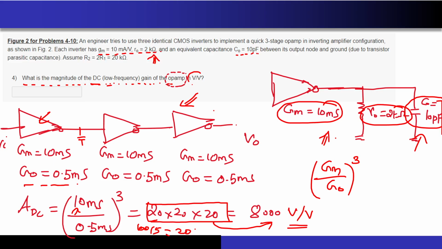Always remember the units. If it had been asked in terms of dB, it would have been 20 log of 8000. Remember, this is a voltage gain, this is not a power gain. If you are calculating the power gain, it is something like 10 log of Gp. Since this is a voltage gain, this is a 20 log of something.